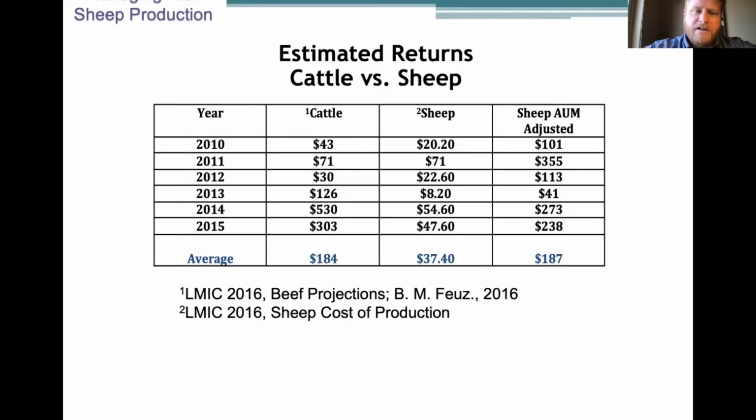As part of this cost of production study, based on Livestock Marketing Information Center figures, a comparison from 2010 to 2015 shows the competitiveness of a sheep enterprise on a sheep-adjusted animal unit month basis. You can see some of the complementary effects when comparing the cattle column to the sheep AUM adjusted column and looking at the standard market volatility over the course of a period of 5 years. One can see some of the complementarity that exists across these two enterprises.